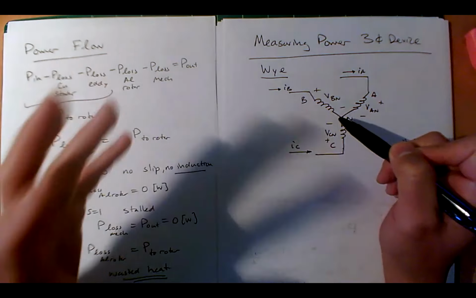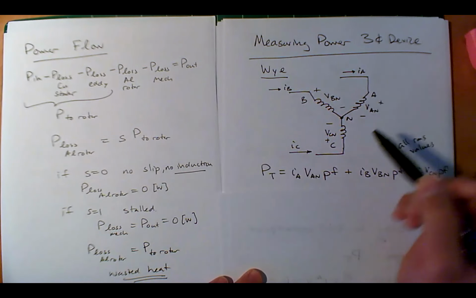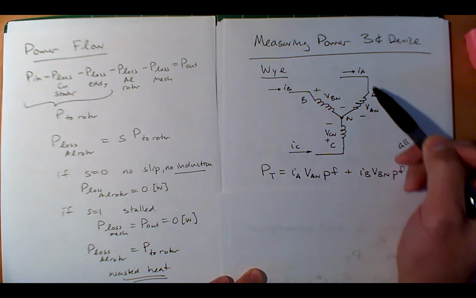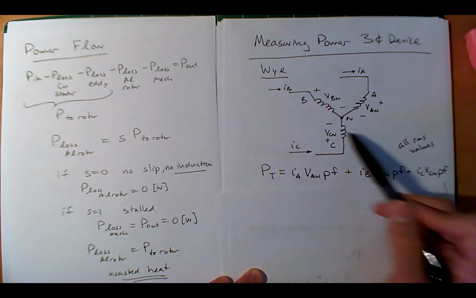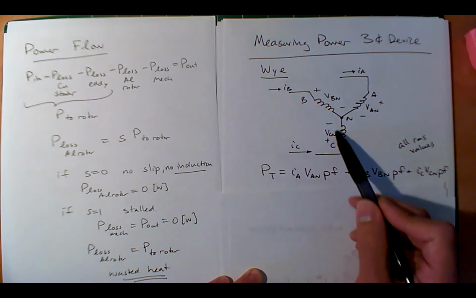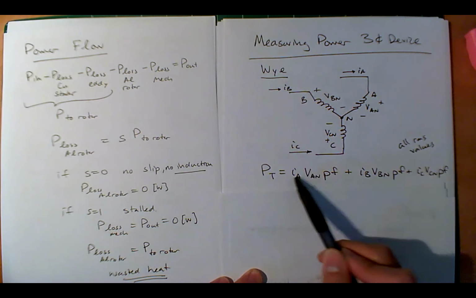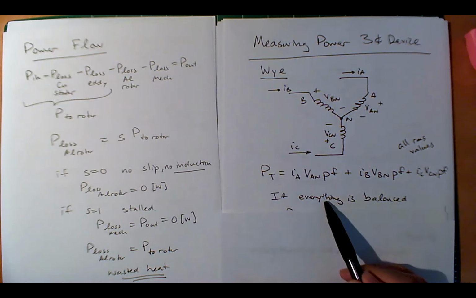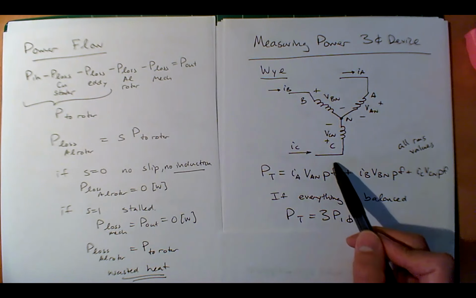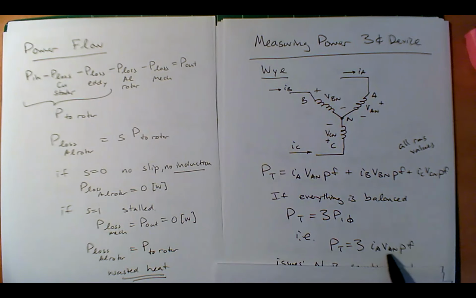And a bulletproof way to measure the total power is just to add them all up. VAN times IA times its power factor, plus VBN times IB times its power factor, plus IC times VCN times its power factor, right? And all these are RMS values. Now, if everything is balanced, we could take 3 times one of the phases, and so, for example, you could take the A phase. Could have been the B or the C.